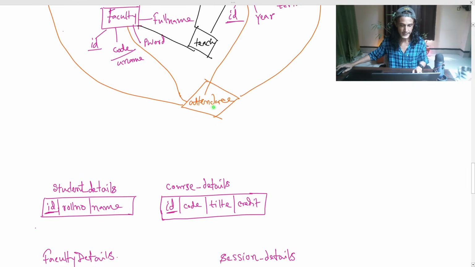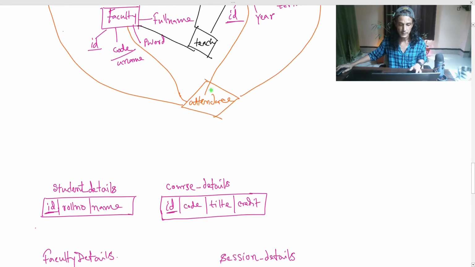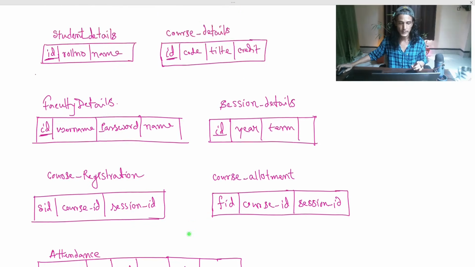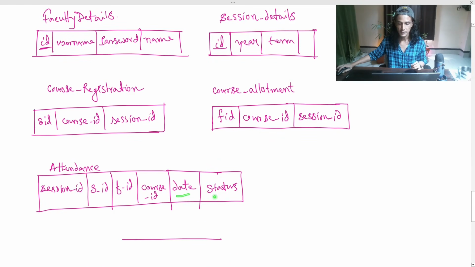Similarly, for this attendance relationship, we will have student ID, faculty ID, session ID, and the course ID as the primary key of this attendance table. Along with that, I have added two more attributes: one is the date attribute and the other is the status attribute. Like on which date we are taking the attendance for that particular student, and what is the status, whether he or she is present or absent.